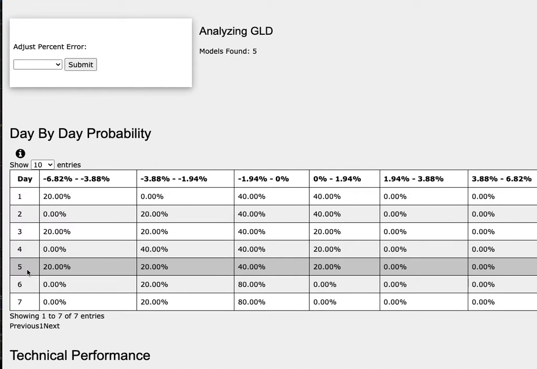As we progress to the 5th day or week of trading, gold futures has a 20% chance to climb between 0 to 2%, and a 40% chance to fall between 0 to negative 2%, a 20% chance to fall between negative 2 to negative 4%, and another 20% chance to fall between negative 4 to negative 7%.